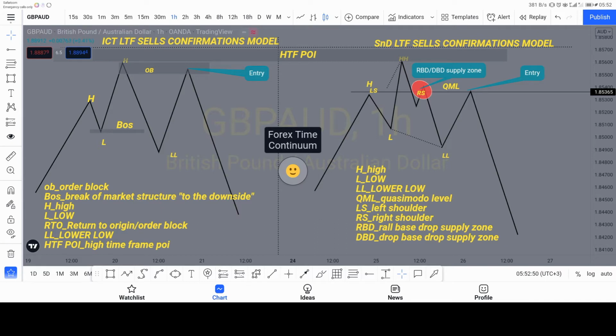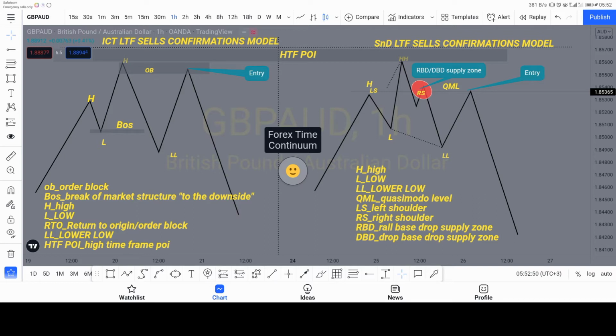As you can see, we have two models. We have the ICT and the SND model. For the ICT model, it's more of the opposite of what I talked about yesterday. You can see we have our setup there. The market makes a high, then makes a low. There is a break of structure, the BOS, and then you have that return. Where I've written entry, that's the return to the order block.